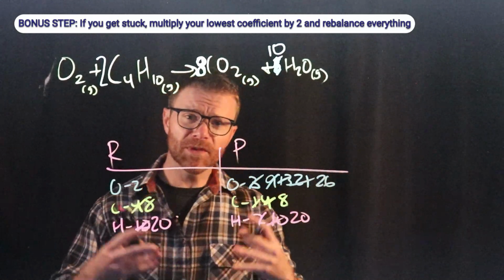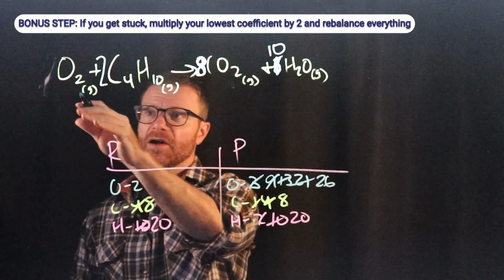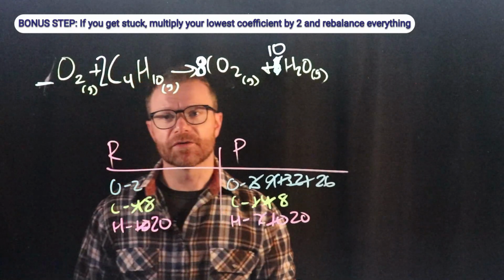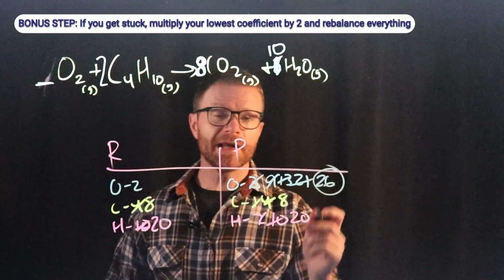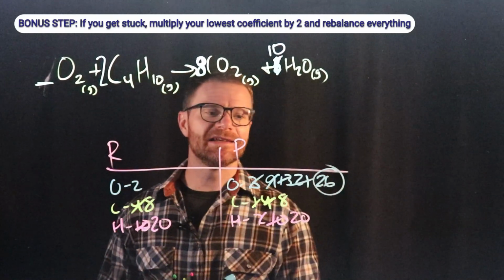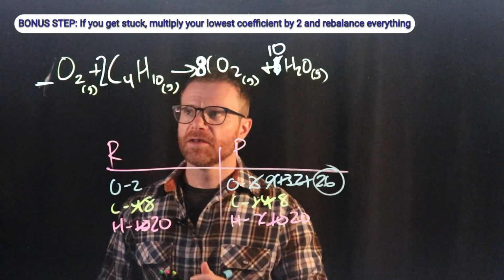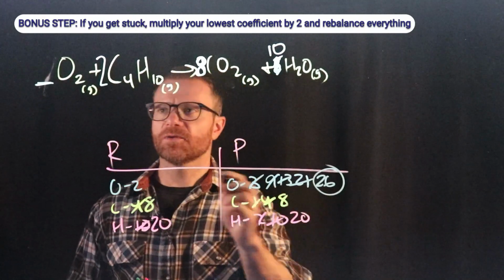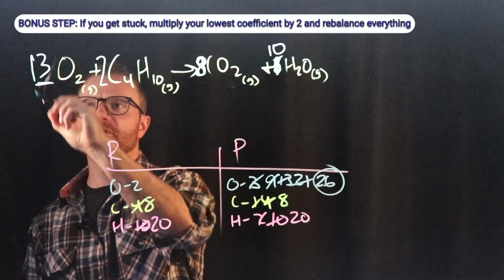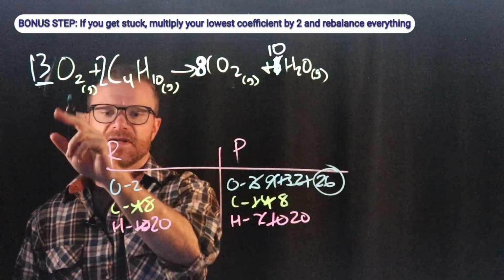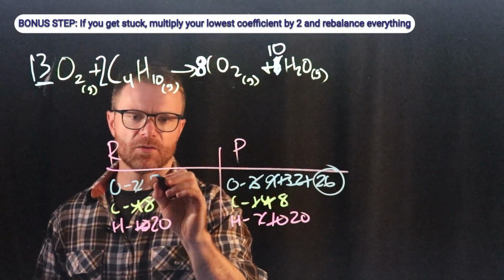And now something magical has happened. My oxygens come in groups of 2s over here in my reactants, and 26 is indeed divisible by 2. So how many groups of 2 do I need to get 26? I'm going to need 13 O2s. So 13 times 2 gives me 26.